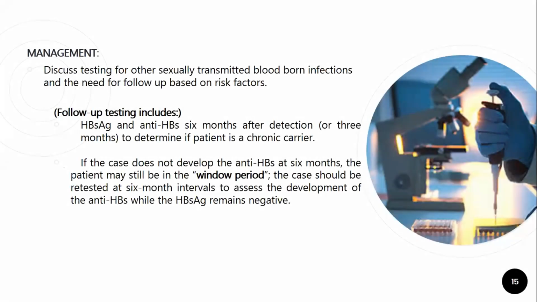For the management, discuss testing for other sexually transmitted and blood-borne infections and the need for follow-up based on risk factors. The follow-up testing includes HBsAg and anti-HBs 6 months after detection, or 3 months most probably, to determine if the patient is a chronic carrier. If the case does not develop anti-HBs at 6 months, the patient may still be in the window period of the disease. The case should be retested at 6-month intervals to assess the development of anti-HBs while the HBsAg remains negative.